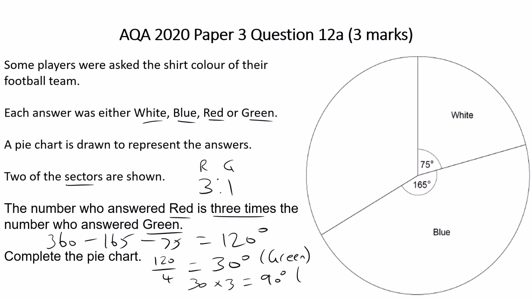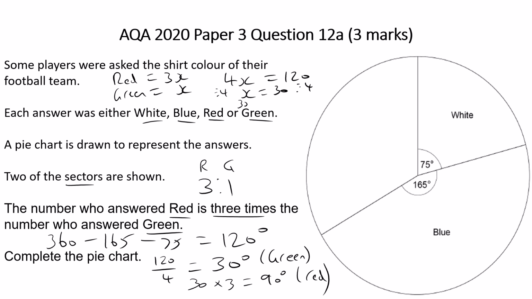Another way of looking at this, you can do this algebraically if you like. So you could call the red 3x, the green just x, and then you can write an equation like this. So 4x equals 120. You can divide by 4, so that x is 30, and then you can do your 3x then up to 90. So you can do this algebraically or with a ratio. It's just whatever you find most straightforward, really.